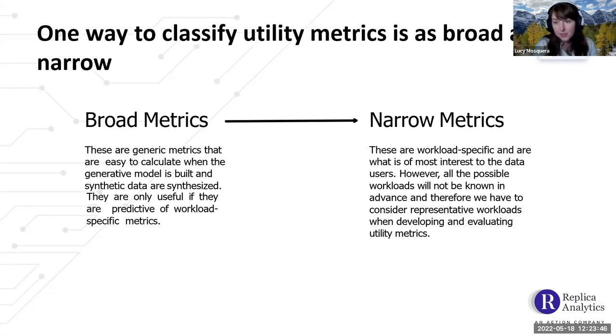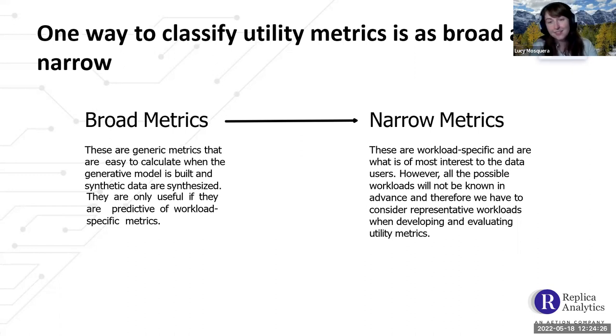Broad metrics are a way of quantifying similarity that are really easy to calculate regardless of the data set, regardless of the generative model. They are generic. They look at structural similarity, distributions or correlations. It's very much based off of comparisons between the two data sets that don't have any specific analysis in mind. So broad metrics are very easy to calculate and very informative, but not necessarily getting at a specific use case.